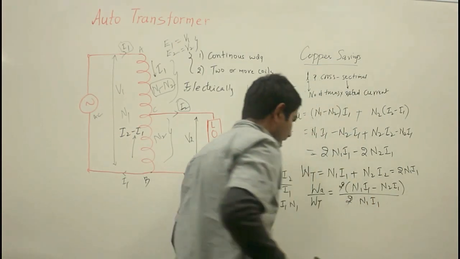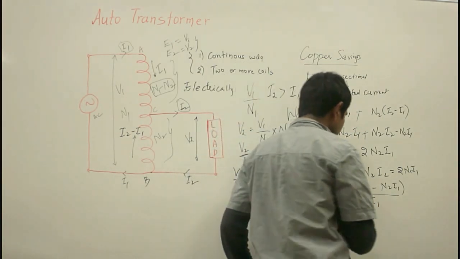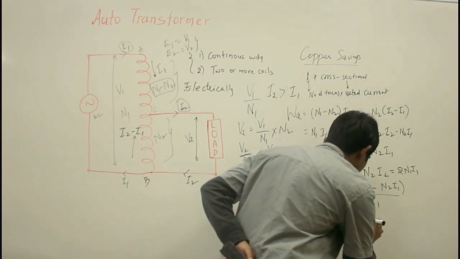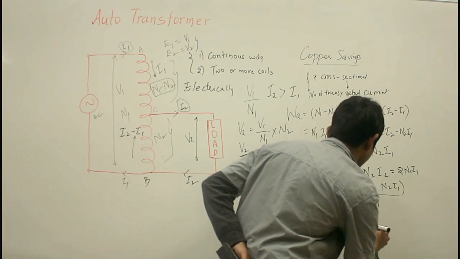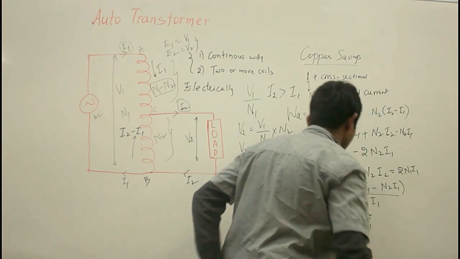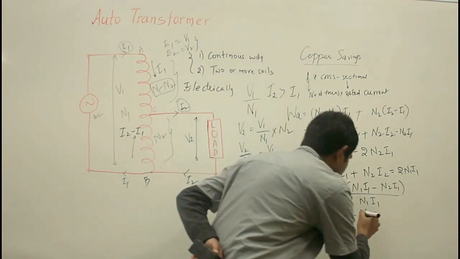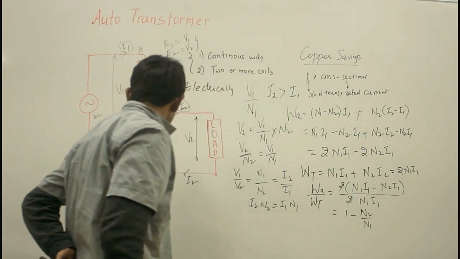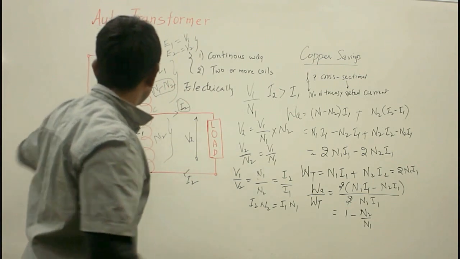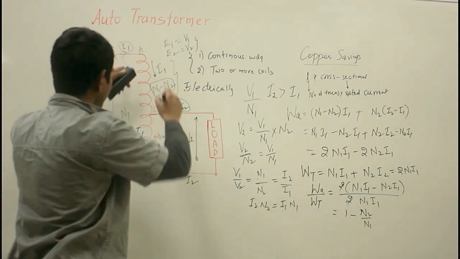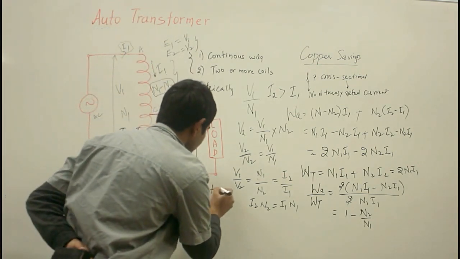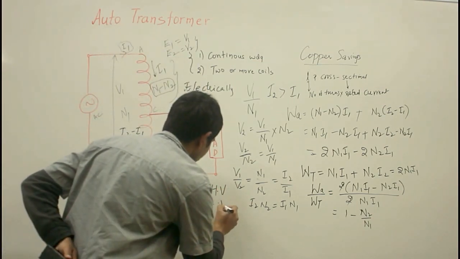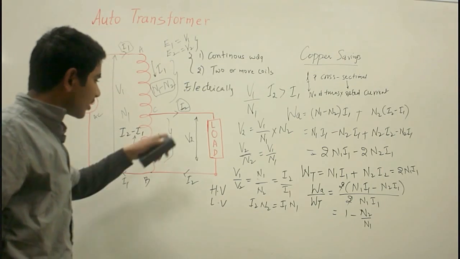So 2 to 2 will get cancelled, and from here I can have 1 minus N2 by N1. So this is given by 1 minus N2 by N1. But if I consider the primary side of voltage as high voltage winding and the secondary side as low voltage, because basically it is a step down transformer.